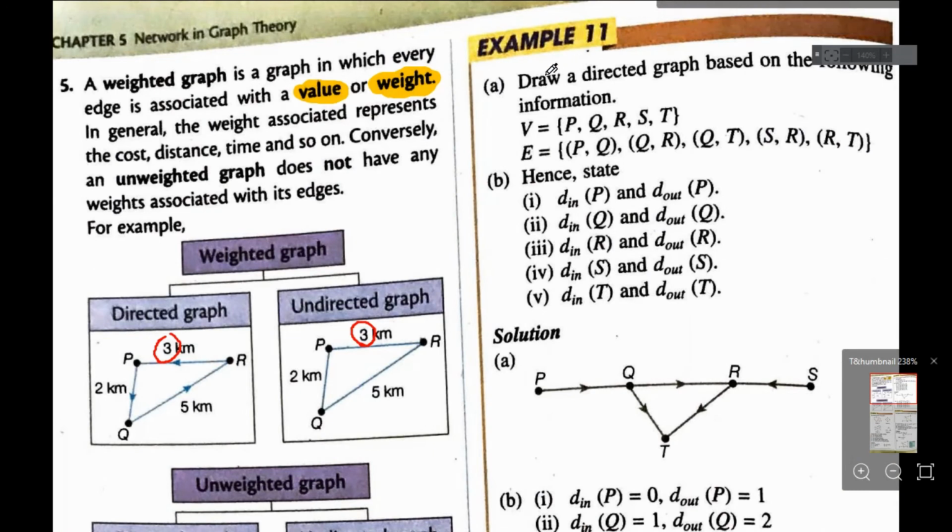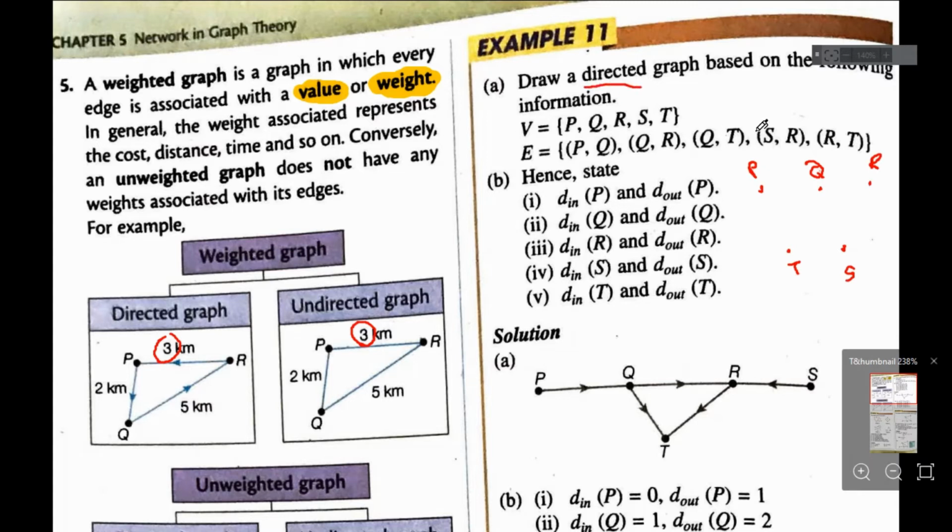Example 11. Draw a directed graph based on the following information. Okay, vertices P, Q, R, S, T. So we draw out 5 dots here: P, Q, R, S, T. Then we connect. Okay, this is a directed graph.